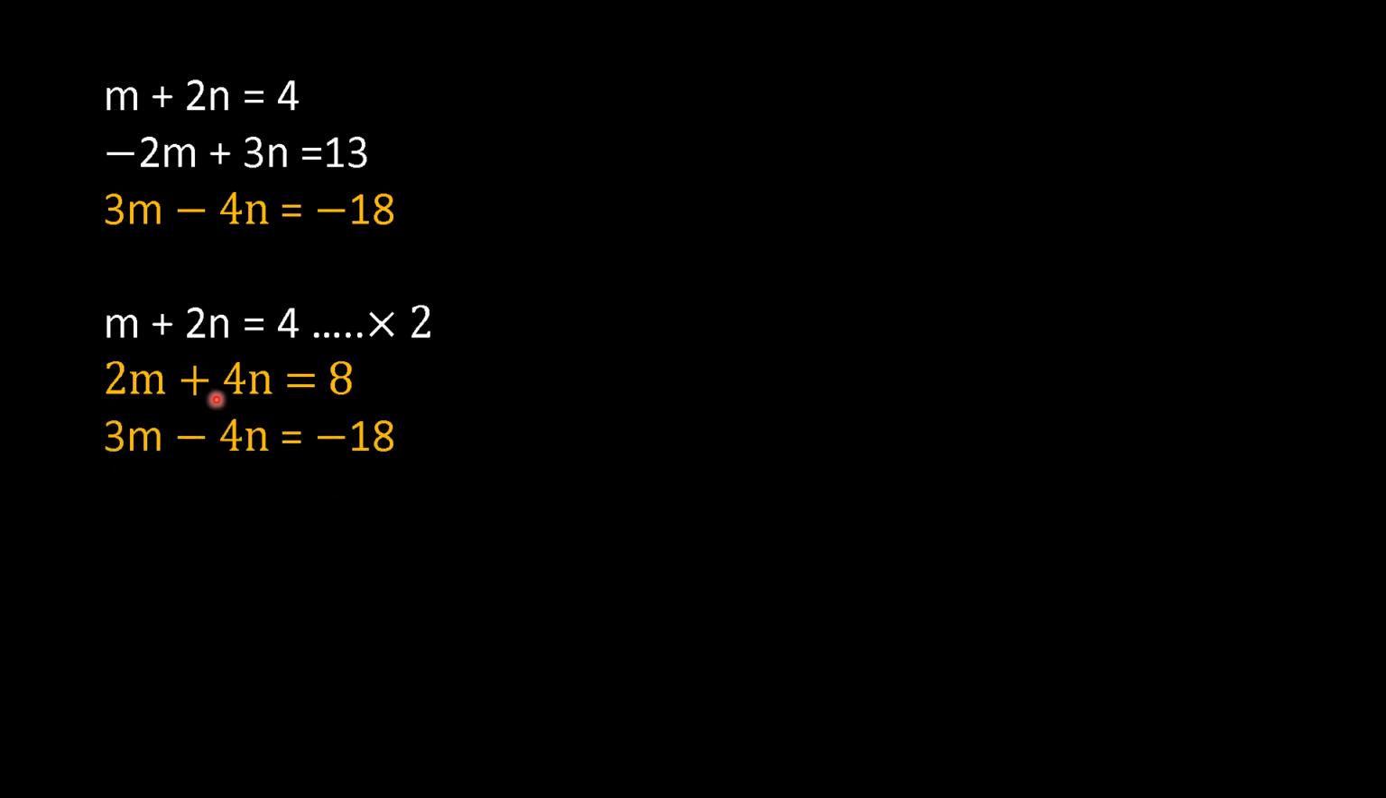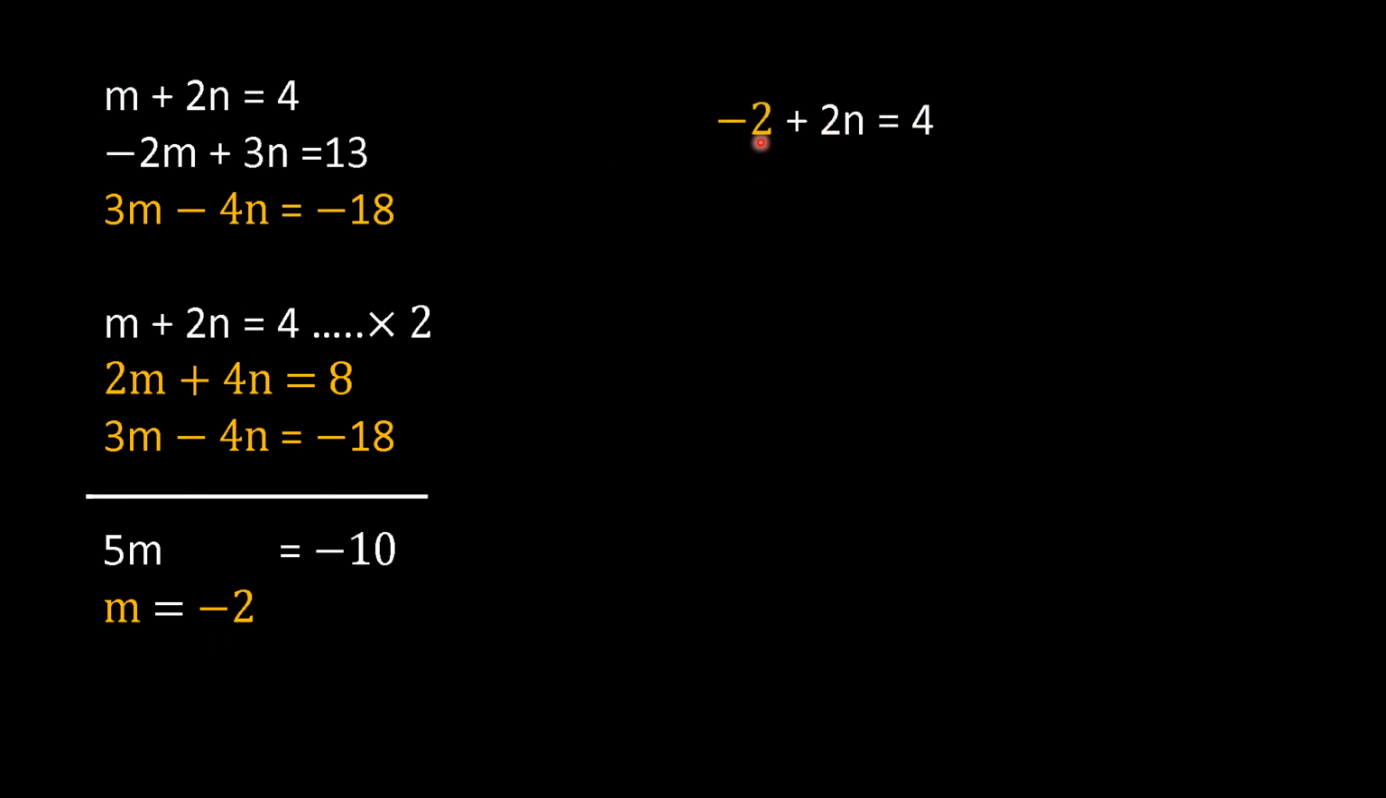Here 4n minus 4n becomes 0 and 3 plus 2 becomes 5m equals minus 18 plus 8, that is minus 10. So that gives us m equals minus 2. We will substitute this value of m in the first equation and write minus 2 in place of m: minus 2 plus 2n equals 4. So that will be 2n equals 6 and n equals 3. So we got m equals minus 2 and n equals 3.